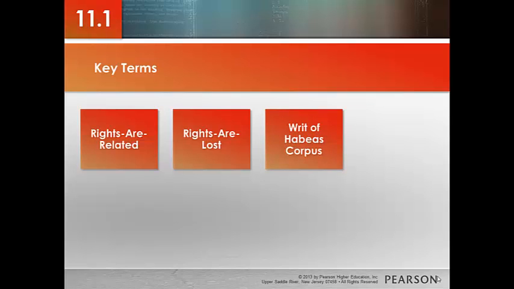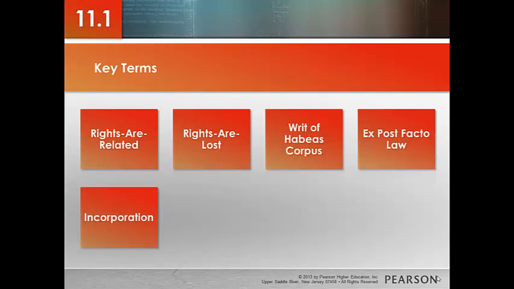Writ of Habeas Corpus. This is a judicial mandate to a prison official, still in use today, ordering that an inmate be brought to the court in order to determine the legality of the prisoner's detention. Ex post facto law. This is a law imposing a greater punishment for a crime than was allowed when the crime was committed. This is prohibited by the Constitution.